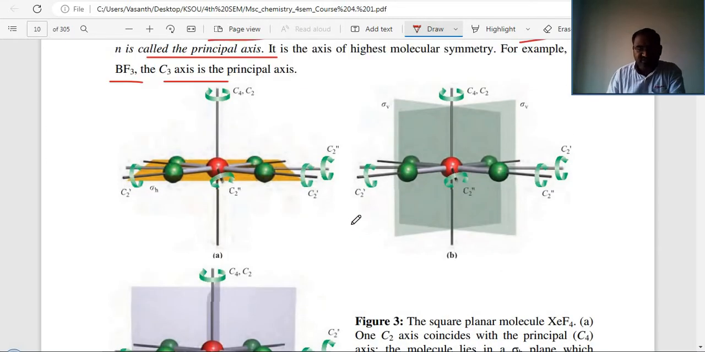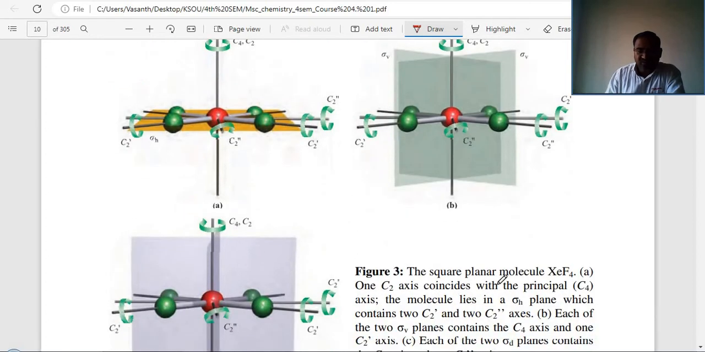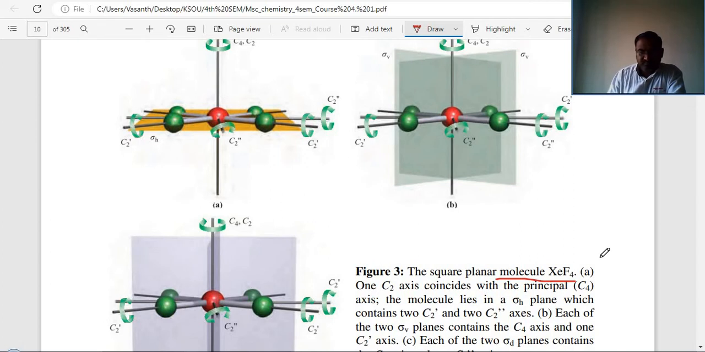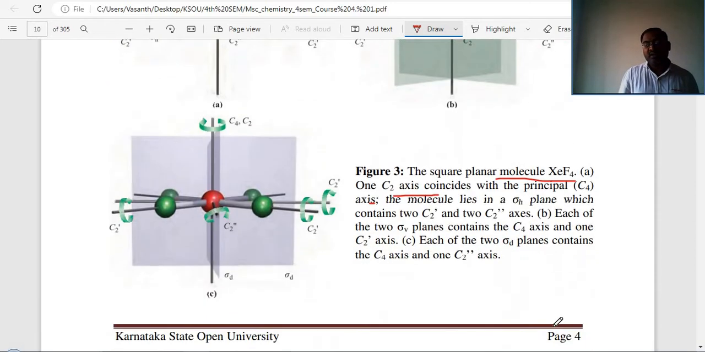Let's go through that here. Consider square planar molecules like XeF4. In XeF4, one C2 axis coincides with the principal C4 axis. The molecule lies in sigma h, the plane of symmetry, which contains 2 C2' and 2 C2'' axes.